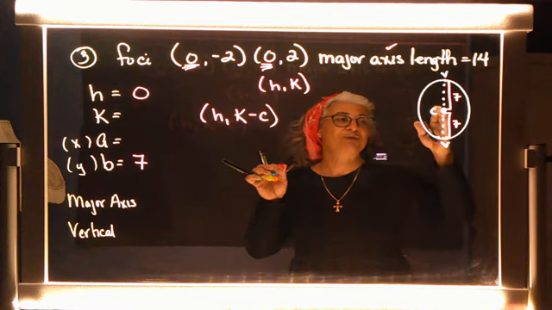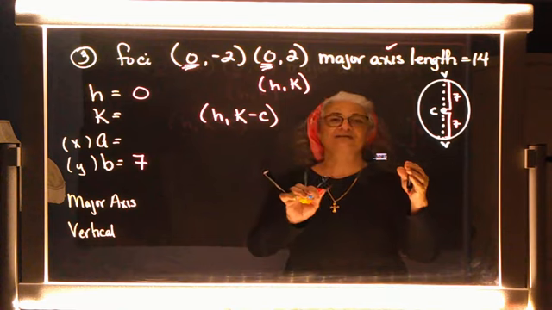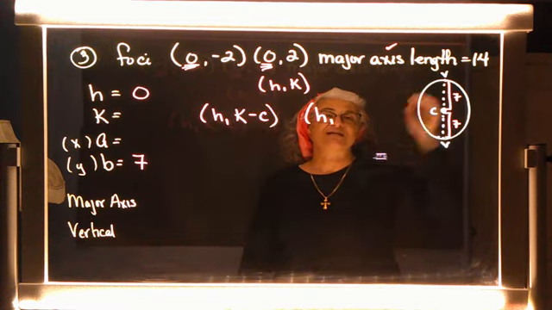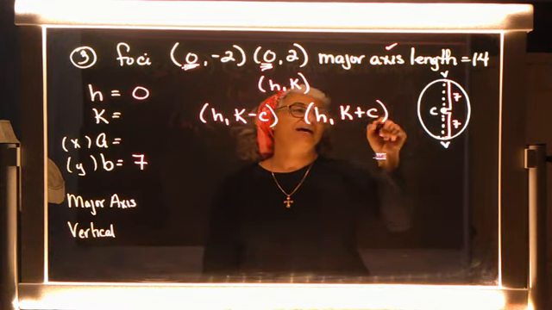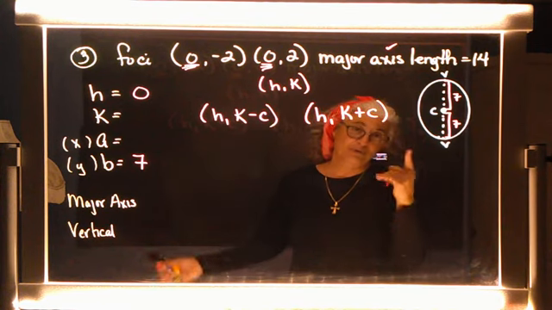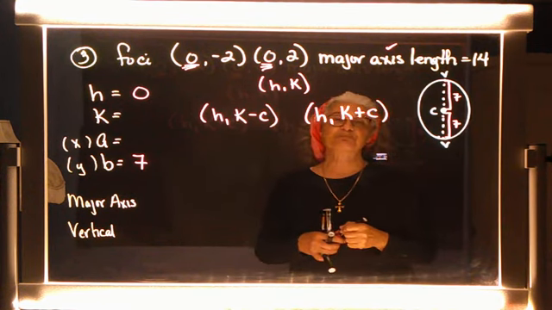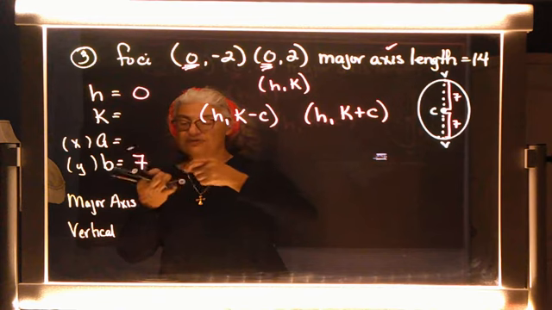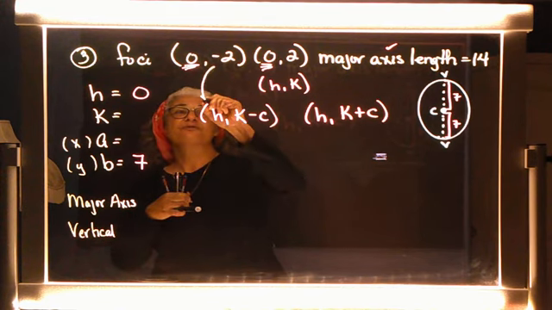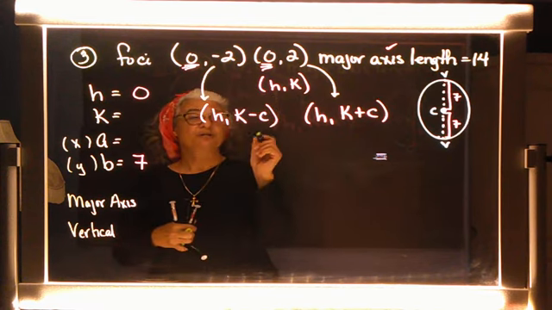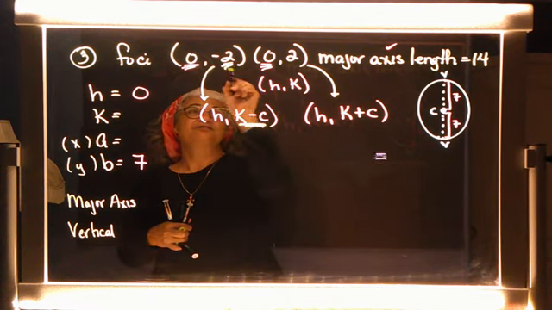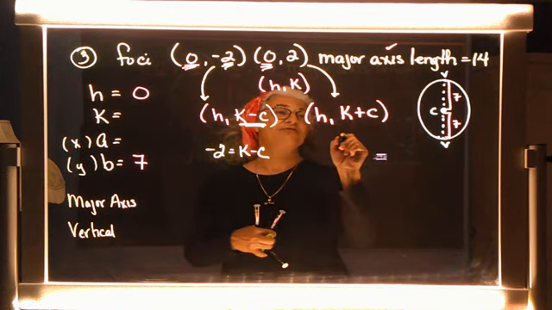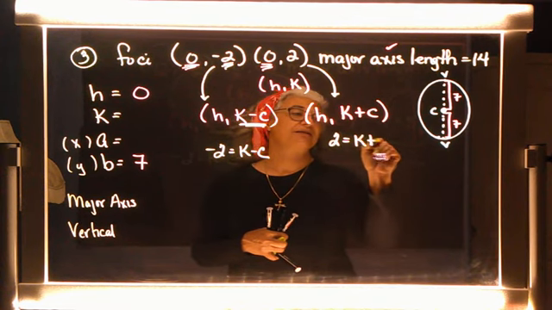If I need the focus below the center, then I'm going to subtract from the y coordinate, which is k. And if I'm looking for the focus above the center, then I'm going to add to that k. And remember, the variable is c, isn't it? Okay, so here is the one below, and there's the one above, which means that the negative 2 is in place of the k minus c, isn't it? And the positive 2 is in place of the k plus c. Agreed?